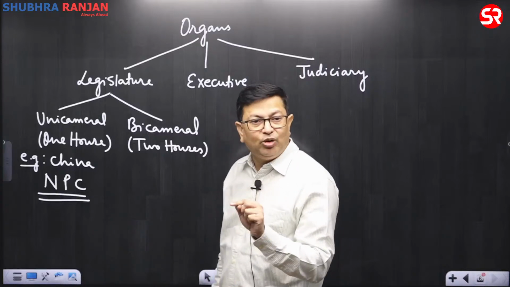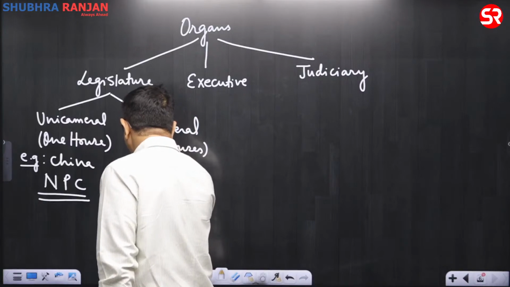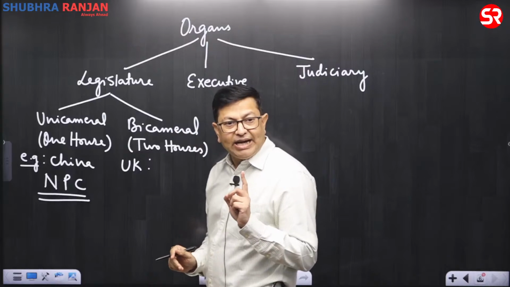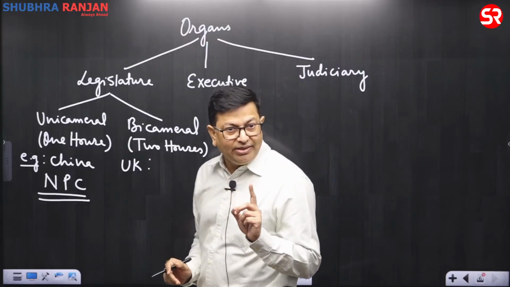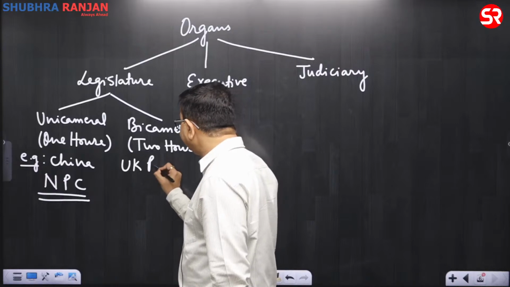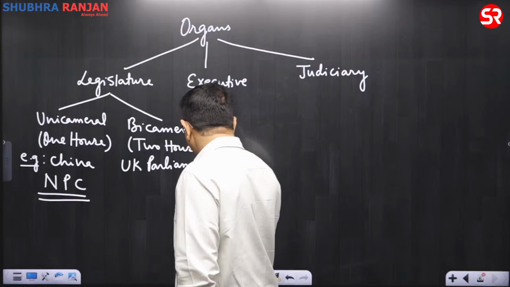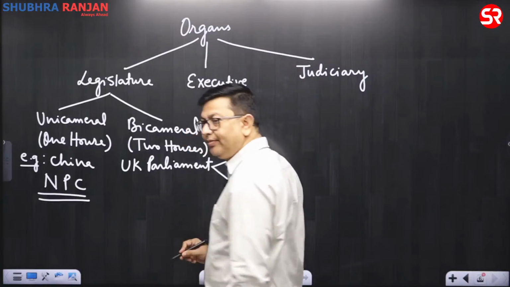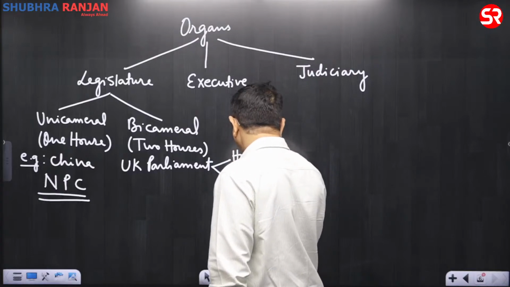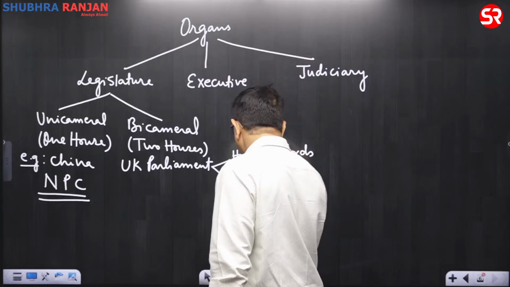Then when we talk about bicameral legislature, United Kingdom. The legislature of United Kingdom is termed as the Parliament, and the UK Parliament has got two houses. It is House of Lords and House of Commons.